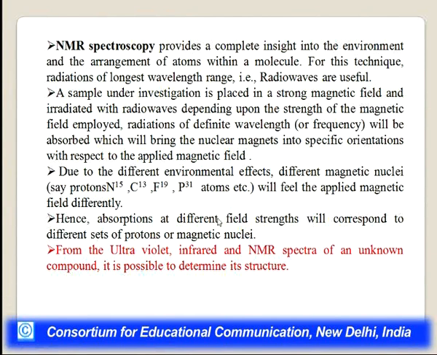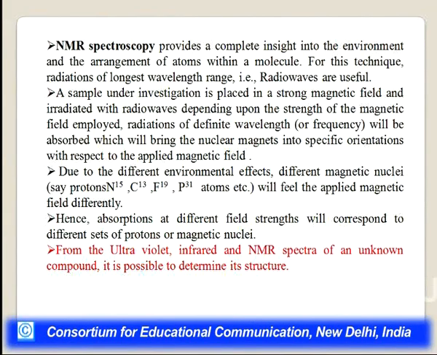So we can easily find out the types of protons present in a particular organic molecule with the help of NMR spectroscopy, or with the help of radio waves, electromagnetic radiations. So you are observing here that for a particular kind of characteristic of an organic compound, we need to take the help of different types of spectroscopy.